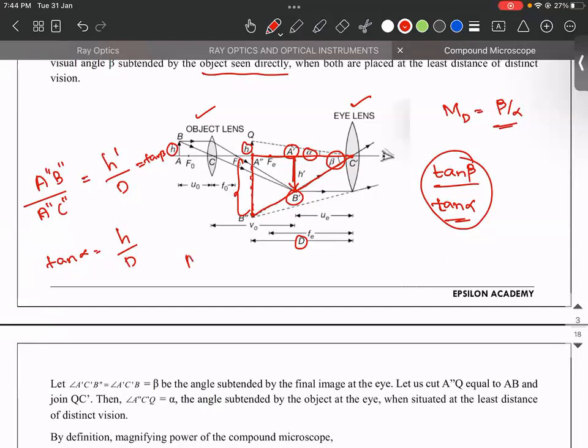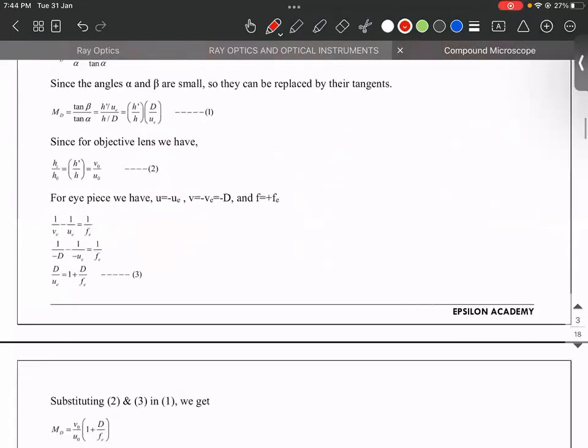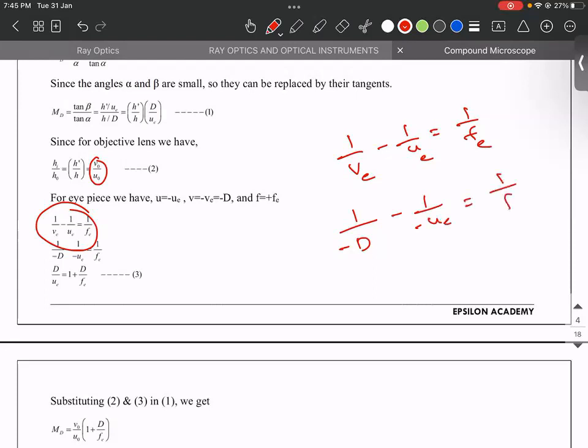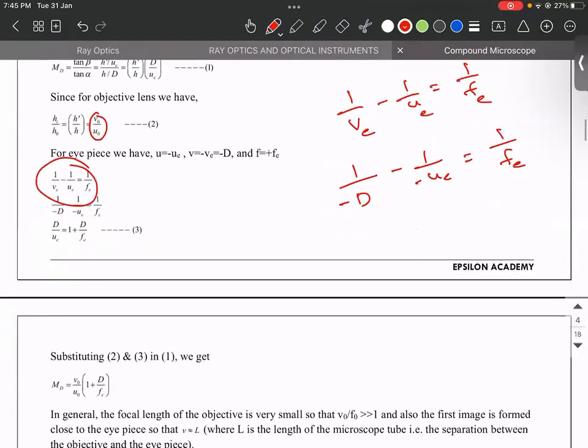So when you divide both, you get tan beta divided by tan alpha, which is the magnifying power, and that is H' by H. It is basically the magnification of the lens. For the magnification, you apply the lens formula: magnification is V_o by U_o. Applying the lens formula, 1 by V minus 1 by U equals 1 by F, to the eyepiece: 1 divided by minus D, minus 1 by minus U_E, equals 1 divided by F_E. Multiplying by D on both sides, D divided by U_E equals 1 plus D divided by F_E.